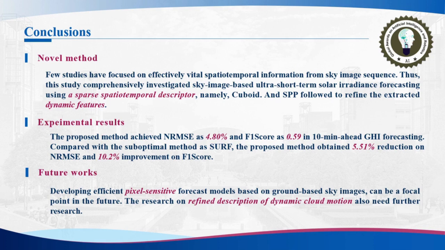Referring to the experimental results, the case study has effectively shown that the proposed method achieved NRMSE of 4.80% and an F1 score of 1.59 in 10 minutes ahead GHI forecasting. Compared with the suboptimal method, the proposed method obtained a 5.51% reduction in normalized RMSE and a 10.1% improvement in F1 score.